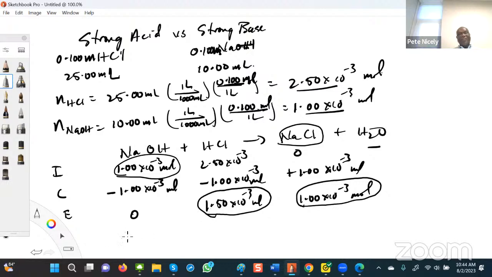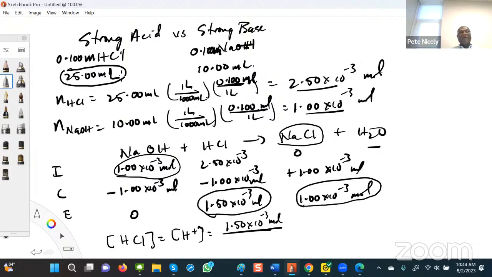So all we have to do now is calculate the concentration of the hydrochloric acid, which should be equal to the concentration of H plus because hydrochloric acid is a strong acid. And that would be equal to 1.50 times 10 to the minus 3 moles divided by the total volume. Now, what's the total volume? Remember, you start off with 25 mL of hydrochloric acid and you added 10 mL of sodium hydroxide. So the total volume here is going to be 35.0 mL. That's a sum of 10 plus 25. You have to convert that as well to liters.